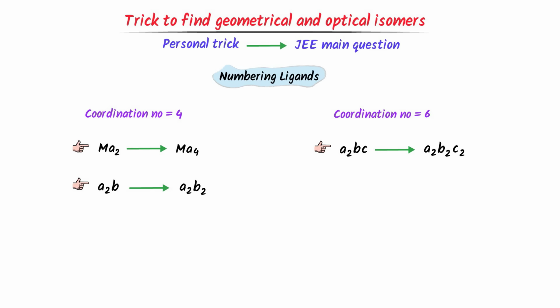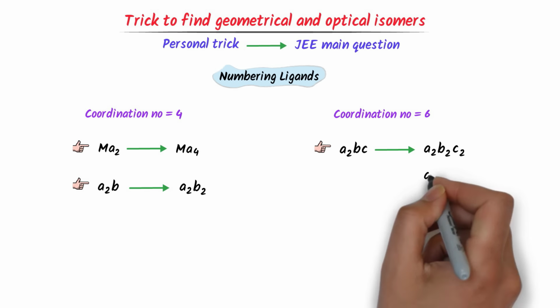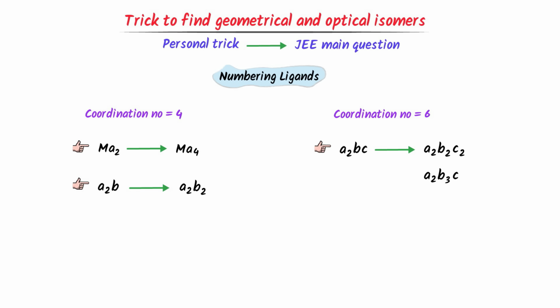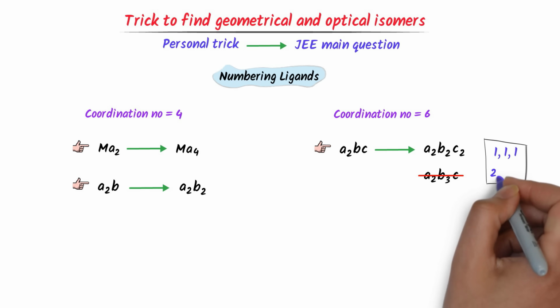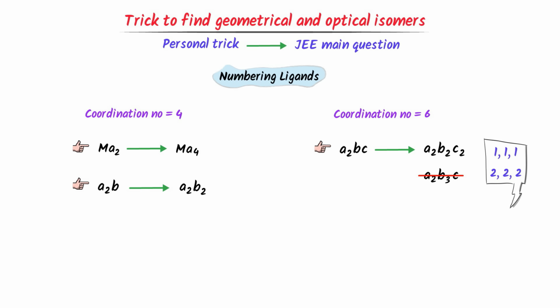Here, you may be thinking that we can also write these ligands as A2, B3, C1. 2 plus 3 plus 1 is equal to 6. But it is the wrong way, because we start numbering ligands from the lower digit, like 1, 1, then 2, 2, then 3, 3. So remember this important point.